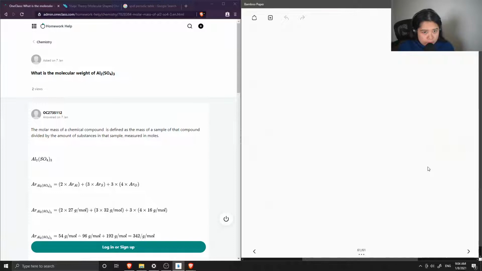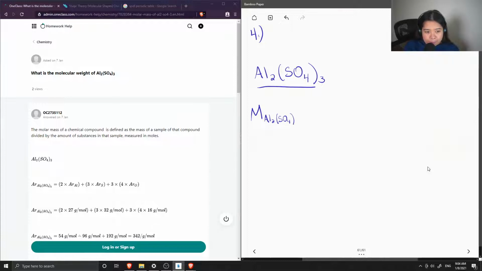Okay, so question number 4. What is the molecular weight of aluminum sulfate? So molecular weight, this can be the same thing as molar mass. So we need to find the molar mass of this compound. And in order to answer this question, we would need all the individual atomic masses of the elements involved in the compound.